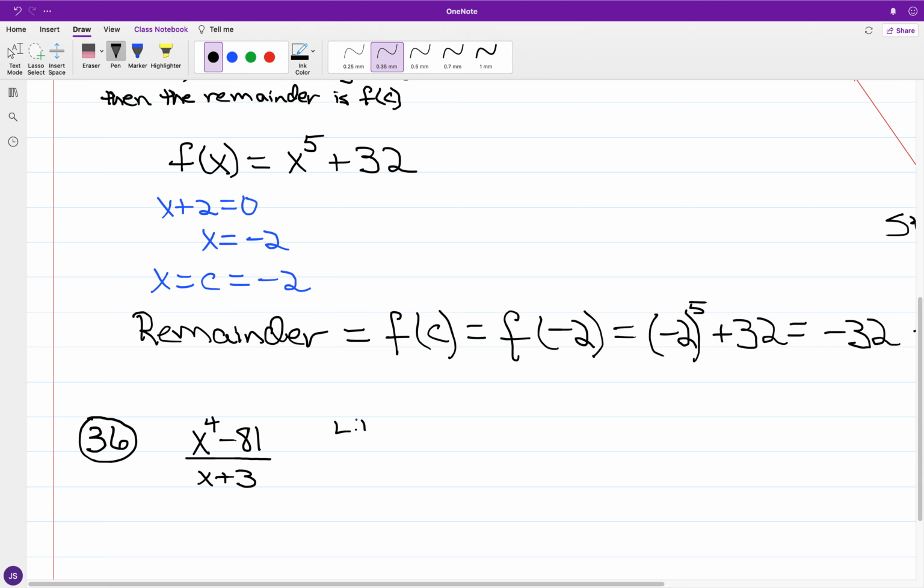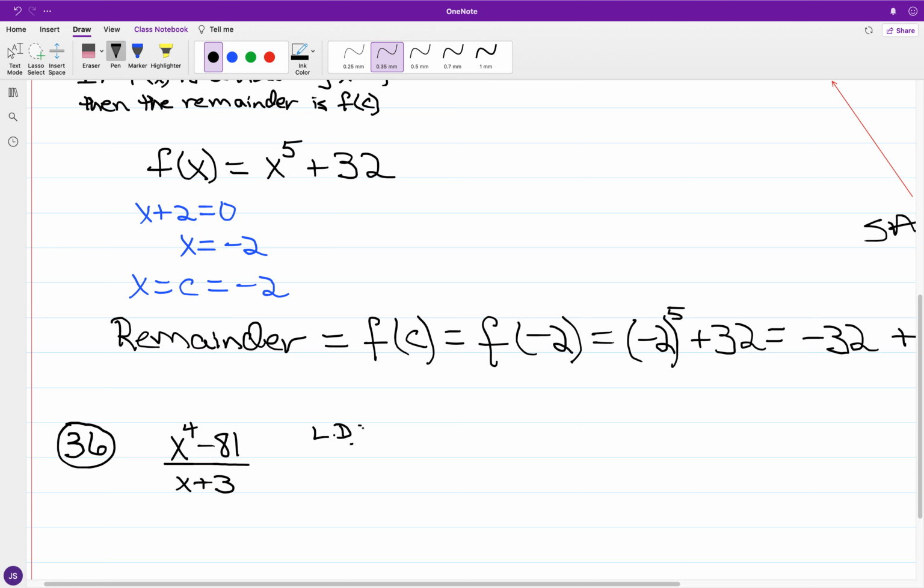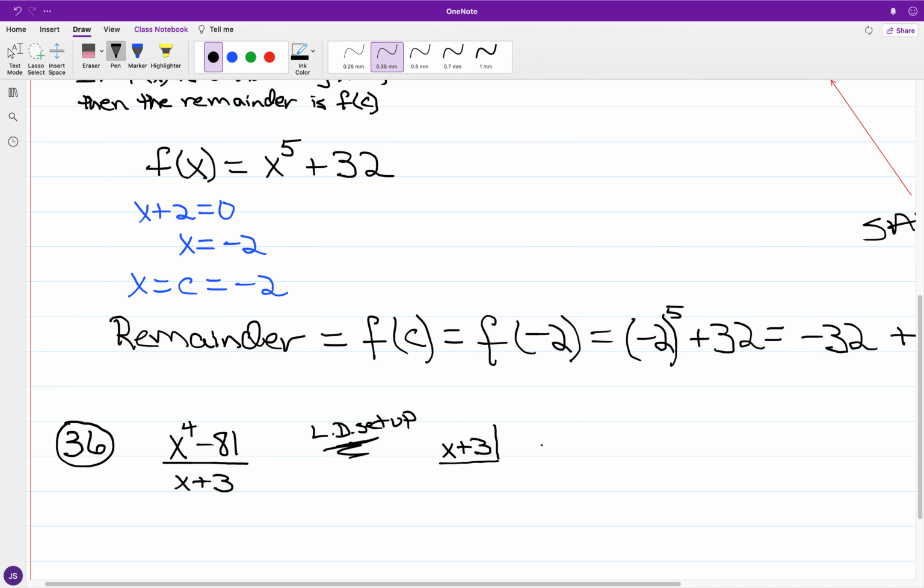Again, if I were to go with the division route, if I set things up in accordance with long division, I have x plus 3 into x to the fourth minus 81. So you have missing terms in the third order, as well as the second order, and once again we have missing in the first order, and closing out with a constant, minus 81.